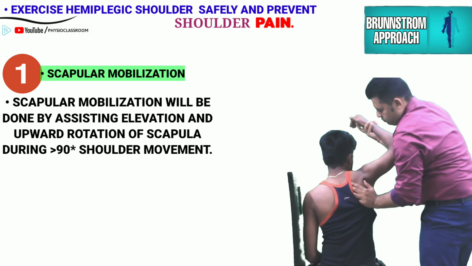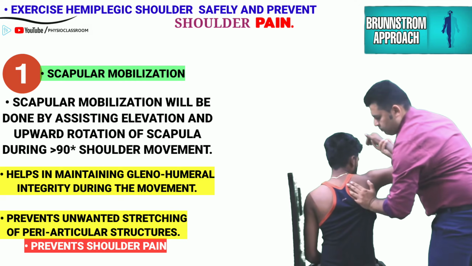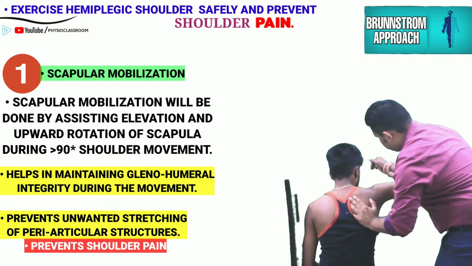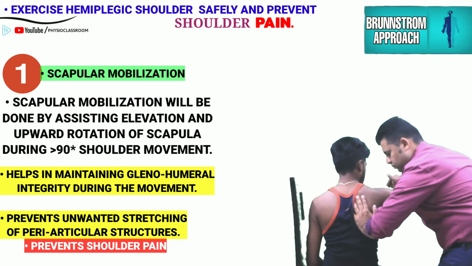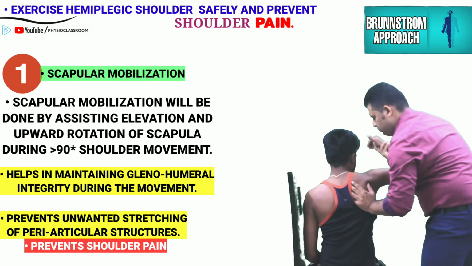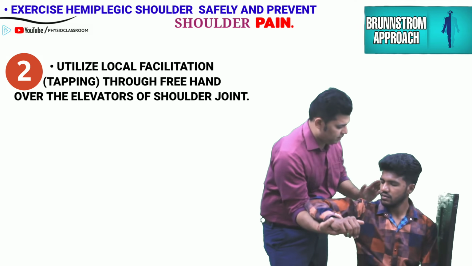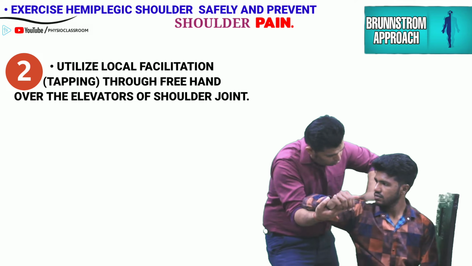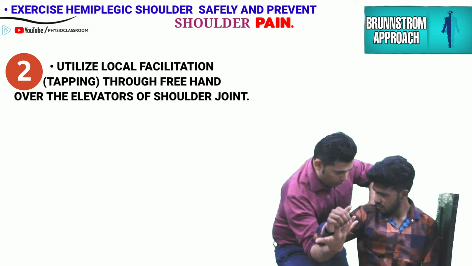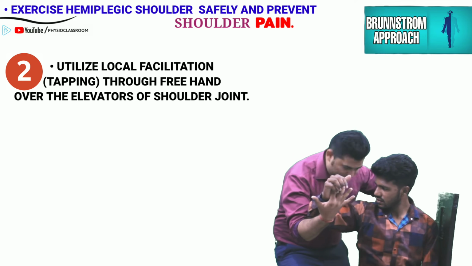hemiplegic shoulder beyond 90 degrees of elevation. This not only helps in maintaining the normal glenohumeral rhythm, but also prevents the unwanted stretching of the periarticular structures that can often lead to the development of hemiplegic shoulder pain. The free hand of the therapist can also be used to percuss and provide cutaneous stimulation over the upper trapezius muscle in order to facilitate the scapular elevation movement.